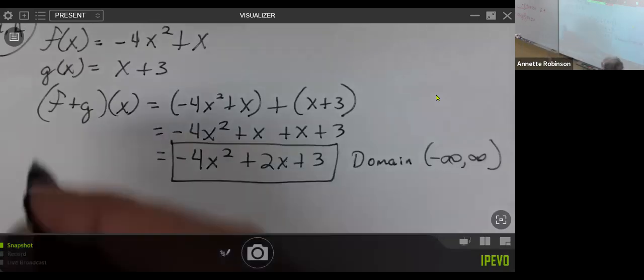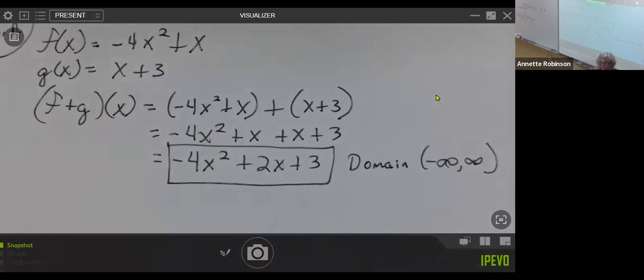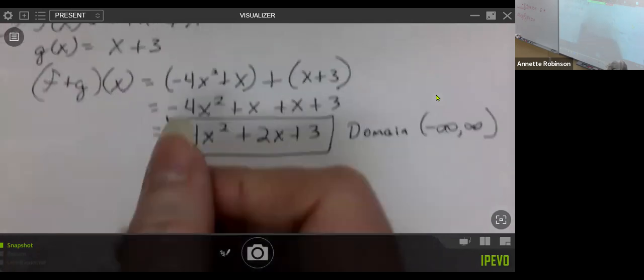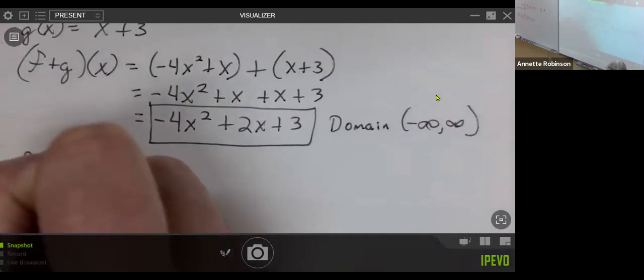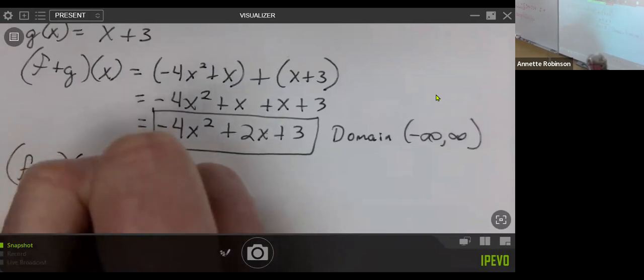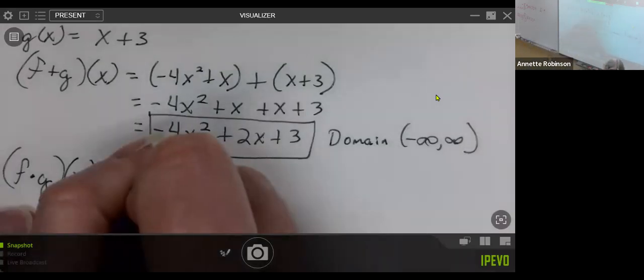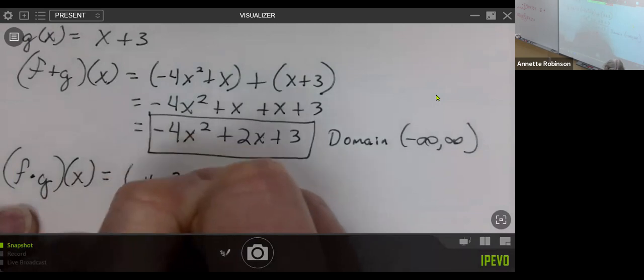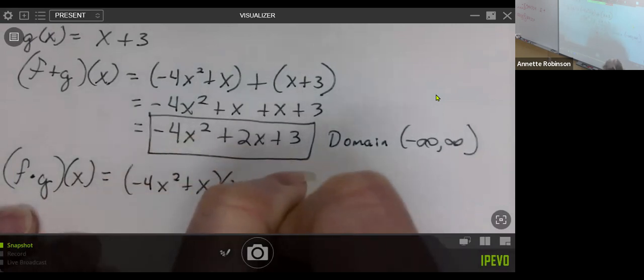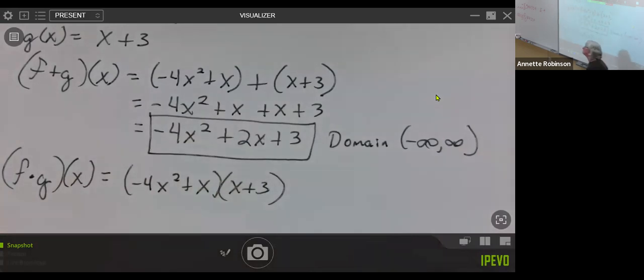Again, this was in one box. In the box underneath it, it says to take f times g of x, and then underneath it, it says also give that domain. Well, f times g: f was negative 4x squared plus x, g was x plus 3. How do y'all propose I multiply them?